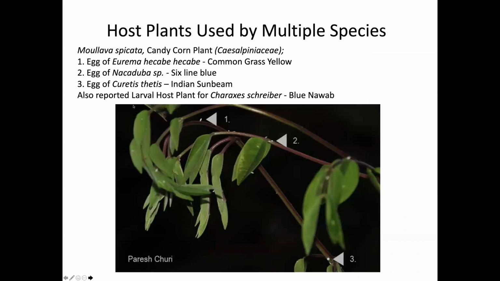Host plants used by multiple species. So if you want to rear some butterflies at your home, you should know at least which plants they need. You should have a sufficient amount of knowledge about the host plant. So we need to study them. This is another example, Mölabas pipata, known as candy corn plant, belonging to the Caesalpiniaceae family. Here you can see three arrows denoted by numbers 1, 2, 3.